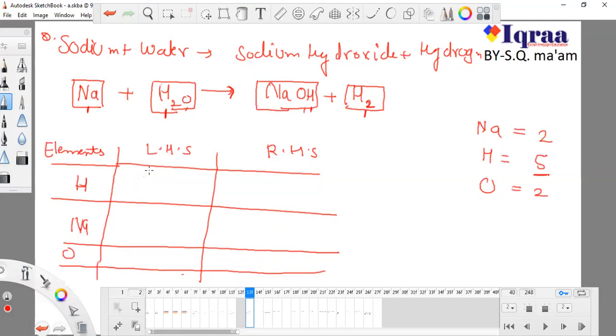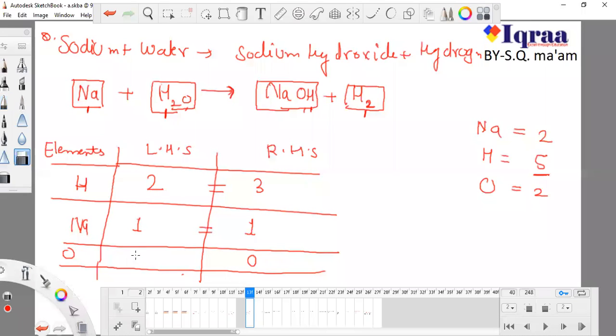So on the left-hand side my hydrogen is 2, and on the right-hand side my hydrogen is 3. On the left-hand side my sodium is 1, and on the right-hand side my sodium is 1. On the left-hand side my oxygen is 1, and on the right-hand side my oxygen is 1. Whenever you do this by yourself, please take a pencil and eraser, because you will need to rub things out many times. This method is known as the hit and trial method. We will use different numbers to balance them, because my need is to balance them anyhow.